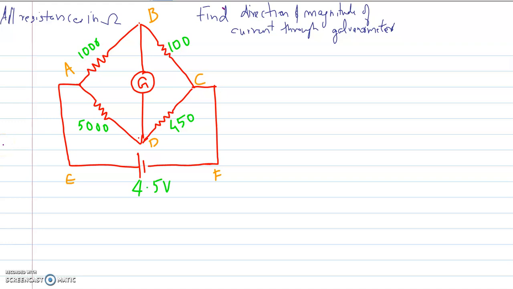Hi all. Now we are moving to another problem. The entire values are given to you, the circuit also. All the resistances marked in the circuit are in ohms. You are asked to find the direction and magnitude of the current through the galvanometer.